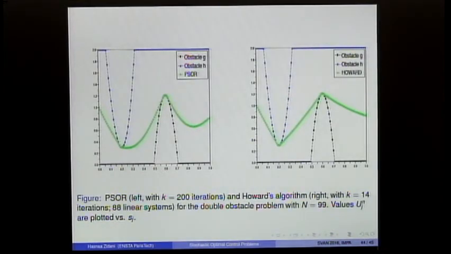So this is my final slide. This is just the example where you have two obstacles, just to run a very simple example and show that it works. So for example, if you have two obstacles, the obstacle from above, h, and this obstacle g, the solution is here. Here we computed it by the PSOR algorithm. It's like a relaxation algorithm to solve the optimization problem behind.